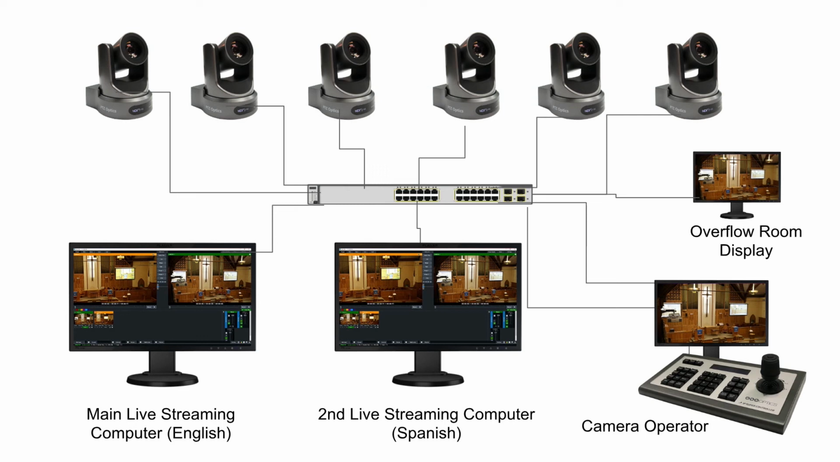So you could have as needed. So you could have your main live streaming computer connected to the camera. You could have a second live streaming computer that's set up for maybe broadcasting in Spanish. You could have another computer for a camera operator, and you can have the camera shown on an overflow display or a lobby. All of that happening at the same time, and it wouldn't add any additional bandwidth.